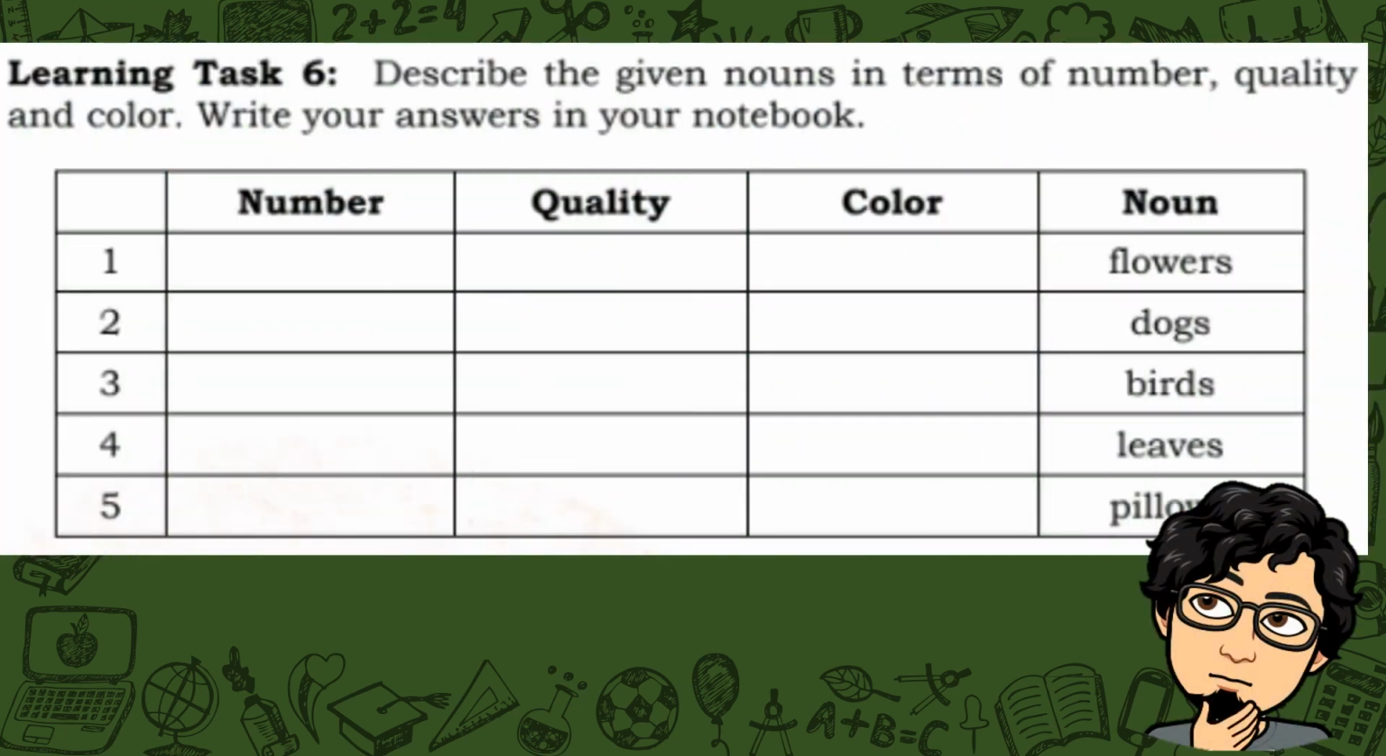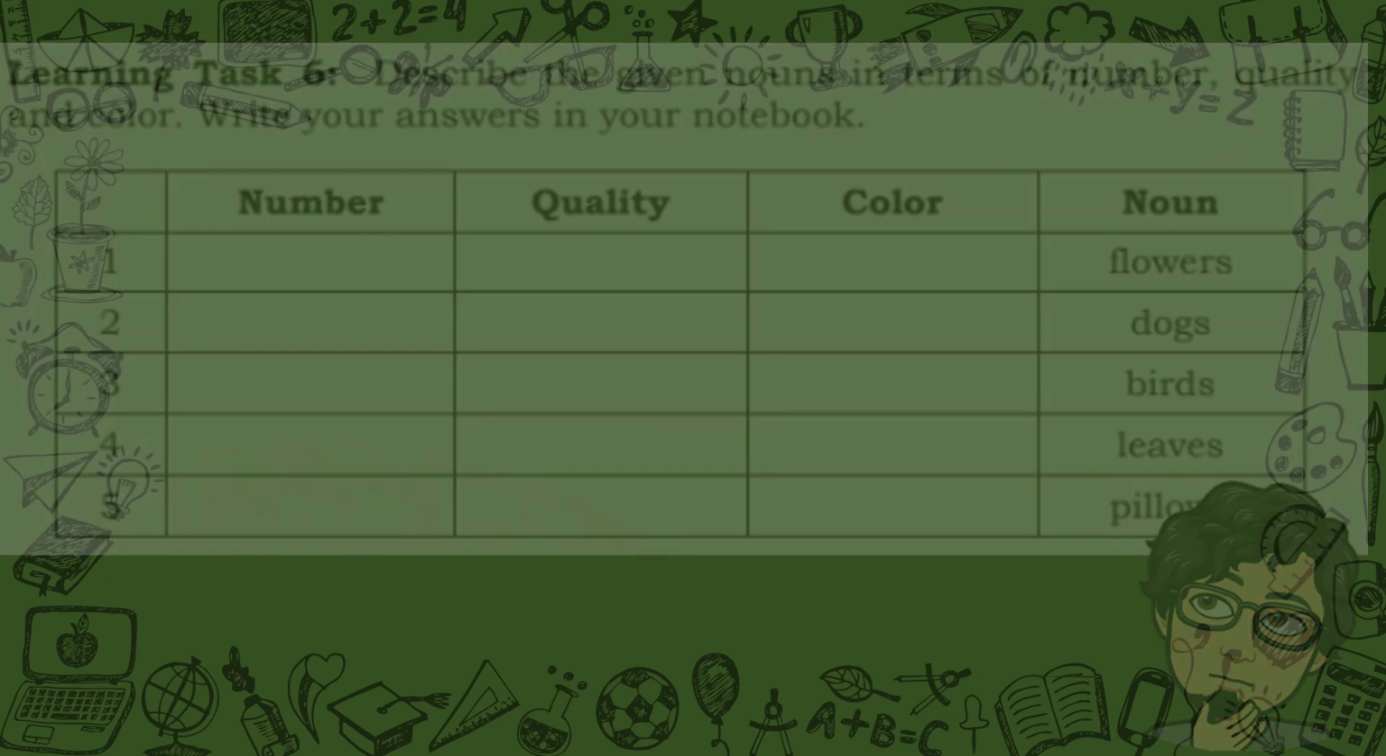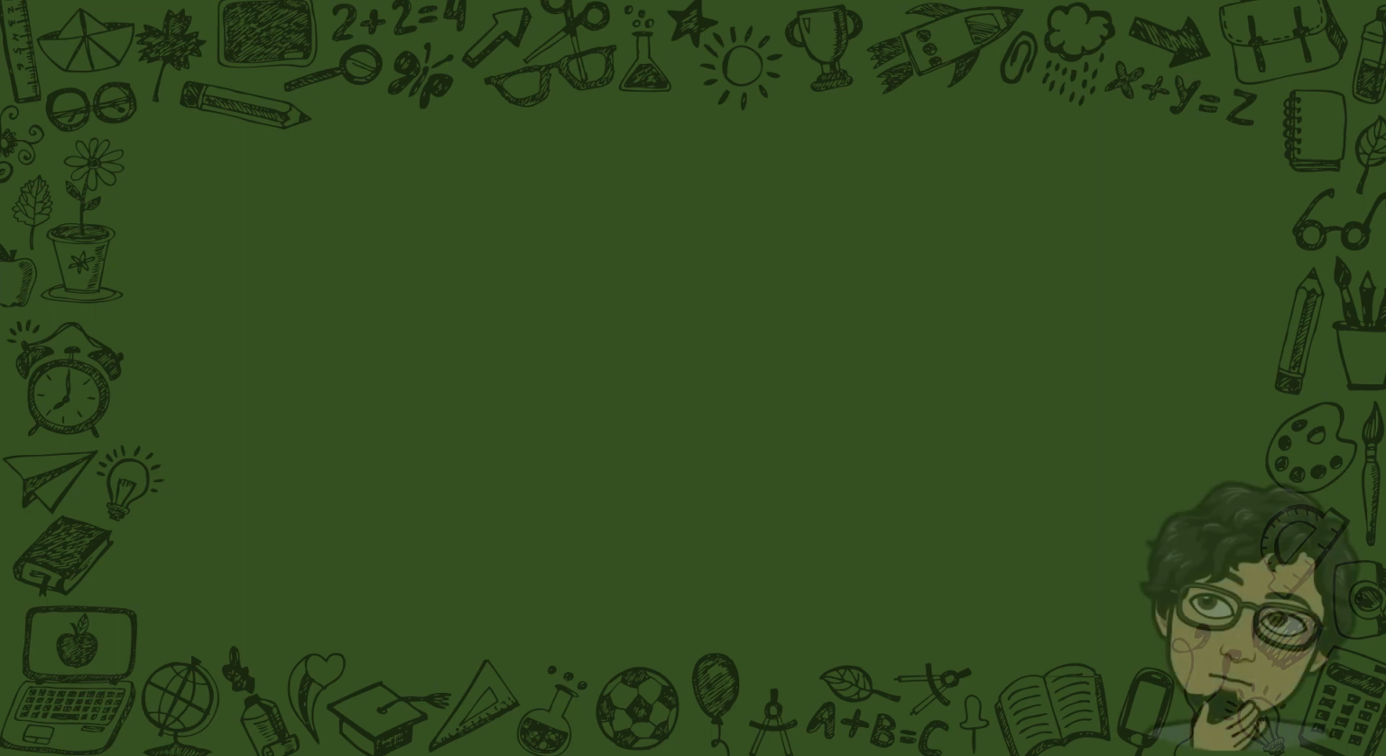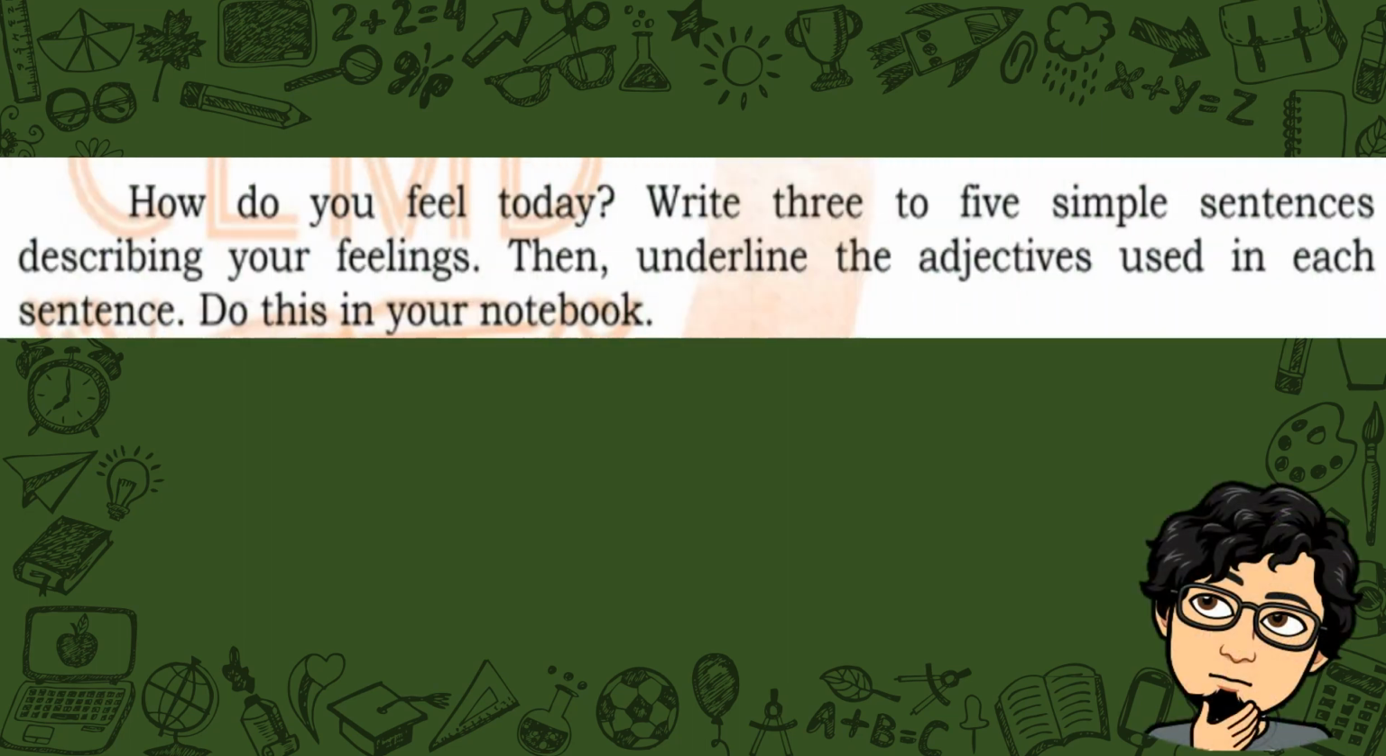Learning Task 6 on page 22. Describe the given nouns in terms of number, quality, and color. Learning Task 7 on page 22. Use the formed phrases in Learning Task 6 in your own sentences. For our final activity, how do you feel today? Write 3 to 5 simple sentences describing your feelings. Then, underline the adjectives used in each sentence.